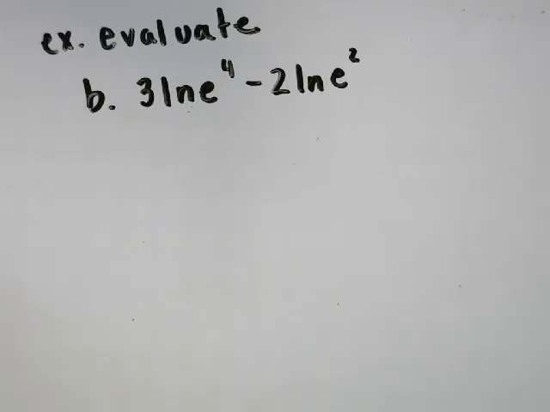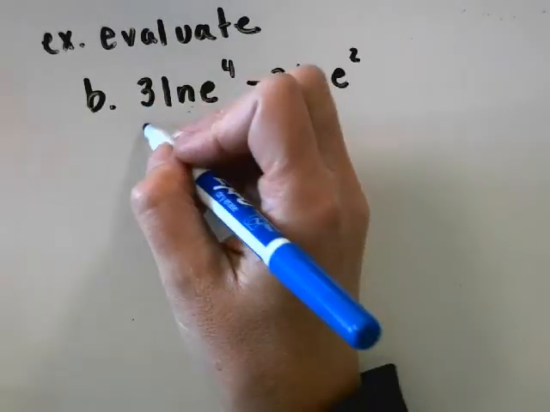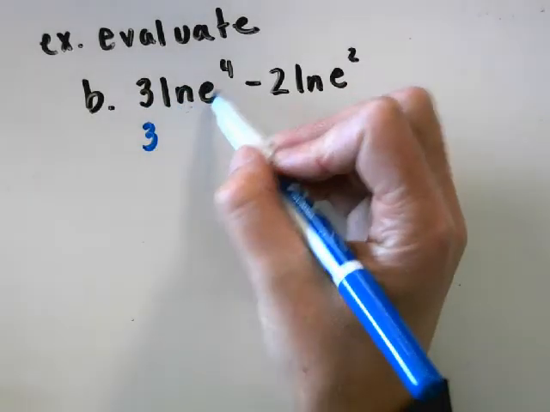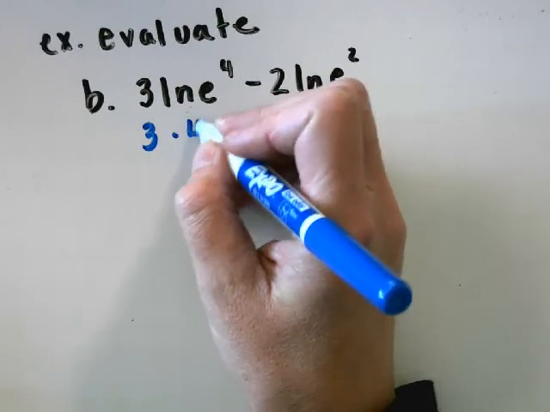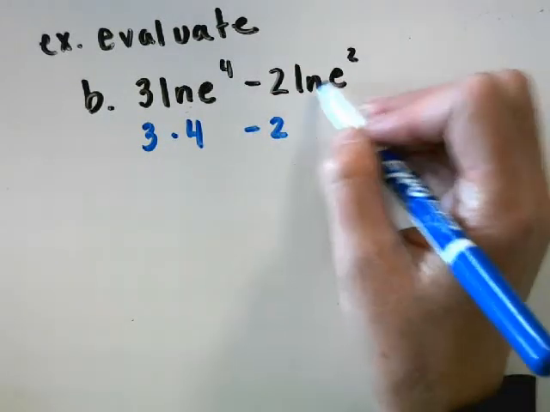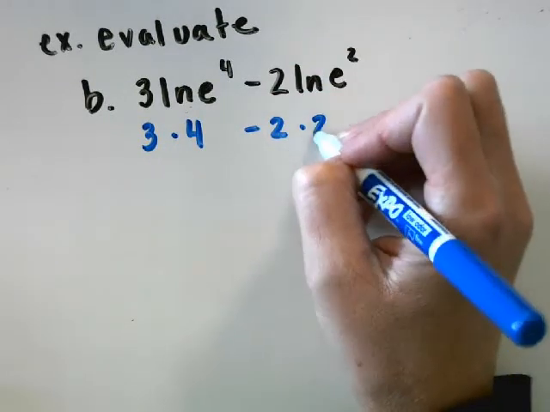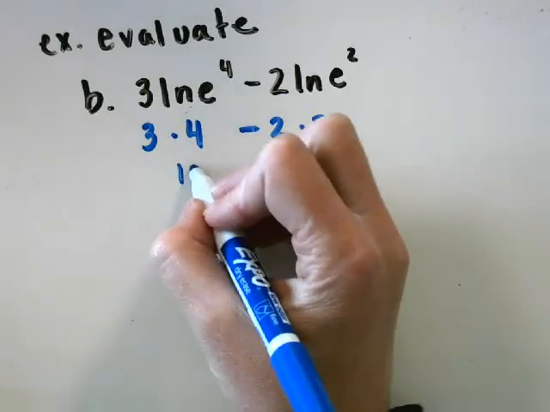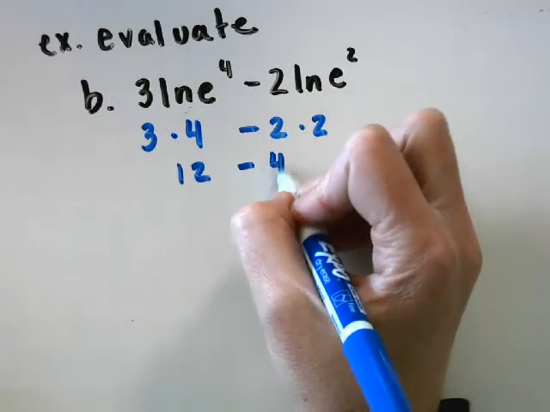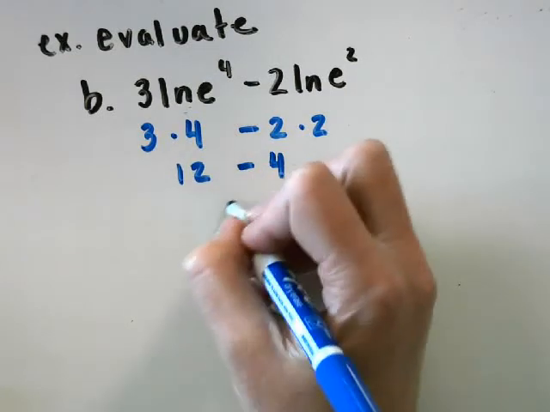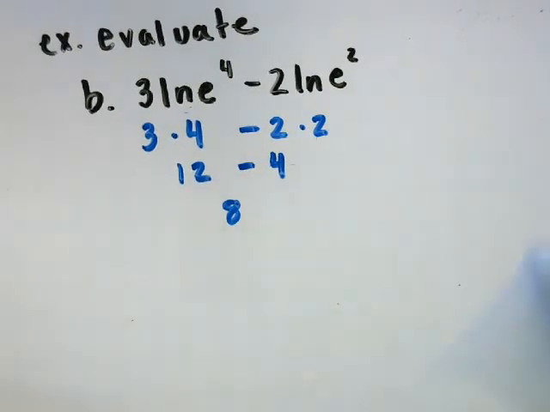Our next one, 3 natural log of e to the 4 minus 2 natural log of e squared. Natural log of e to the 4 is just going to be 4. Natural log of e squared is just going to be 2. So we're going to have 12 minus 4, which is 8.